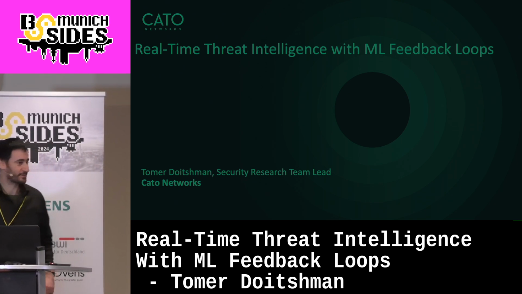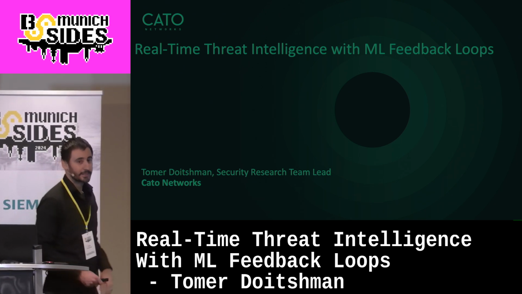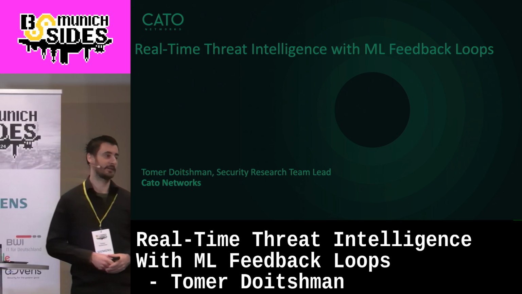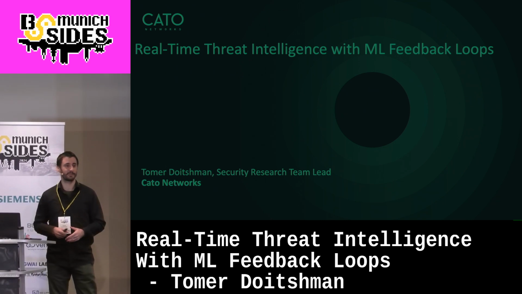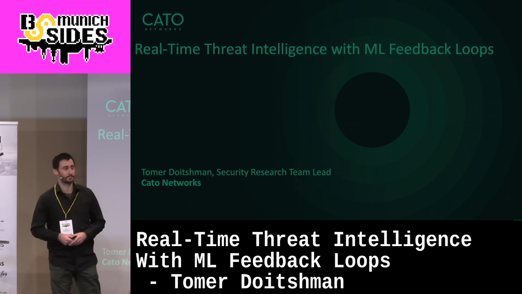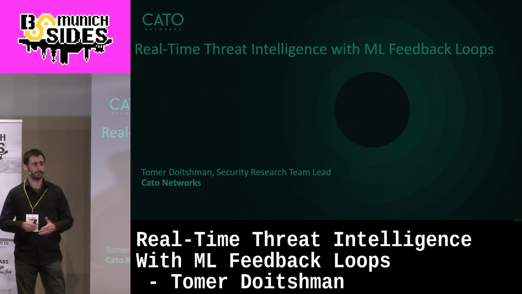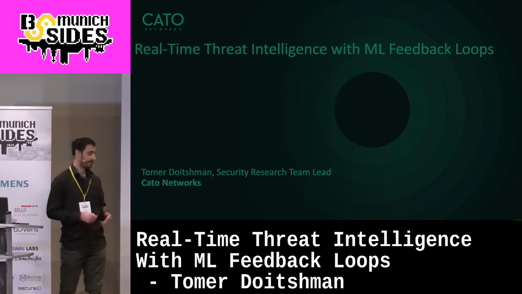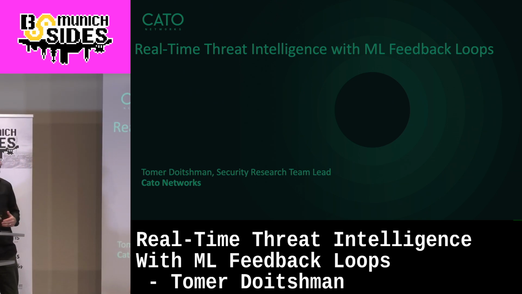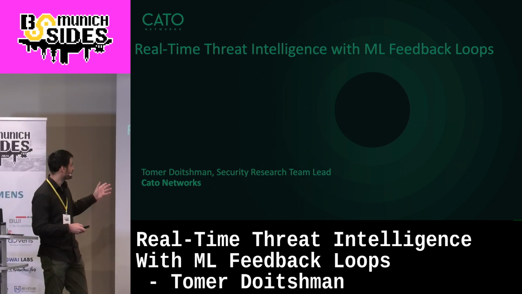I'm a security research team lead at Kato Networks. Kato is a security company, actually a SASE company. Our goal is to converge both network and security and to deliver this product to organizations, to enterprises around the world, actually converging both network and security into a single cloud-based platform.